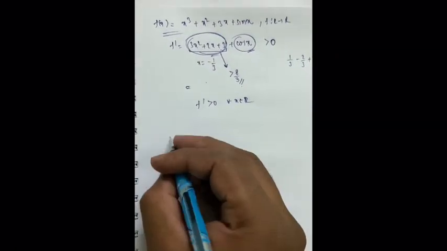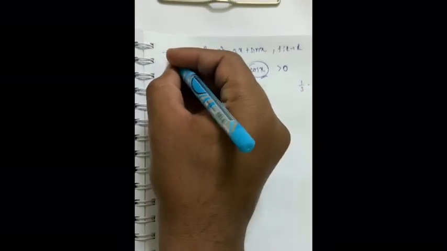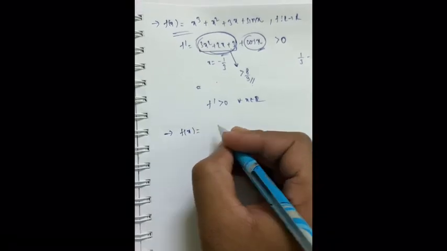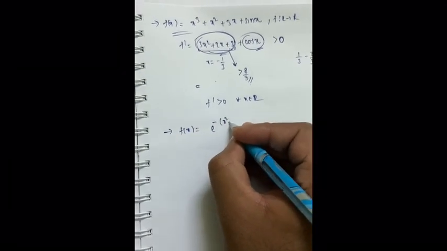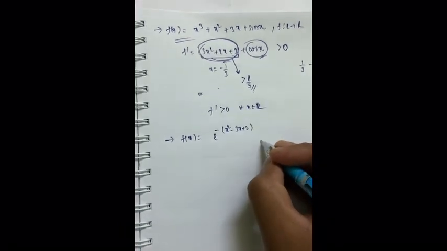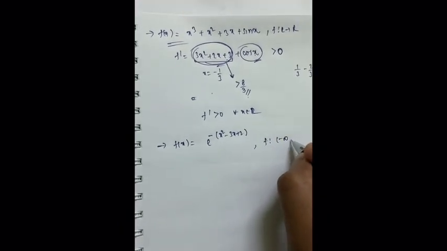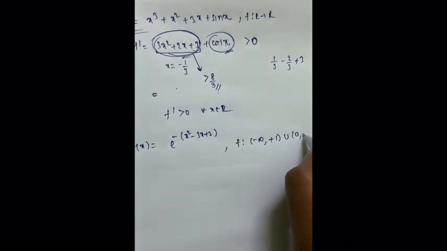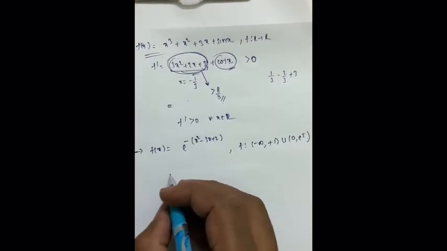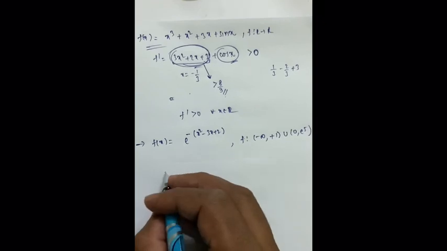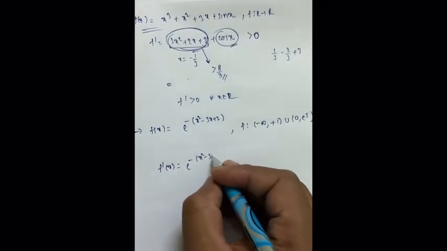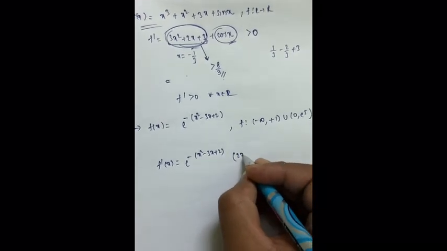Okay, so let us see another function. F of x equals e power minus of x square minus 3x plus 2, and f is a function from minus infinity to 1, union 0 to e power 5. Okay, now we'll see this function. Again, let us use the derivative rule. What is f dash of x? It is e power minus of x square minus 3x plus 2 into 2x minus 3.